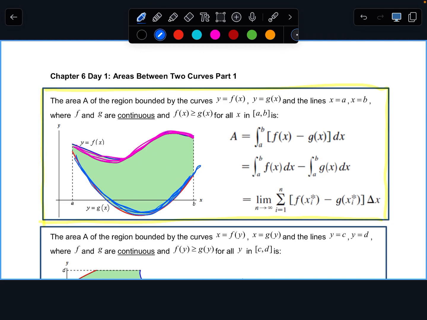Here, I've got the limit definition. It's very imperative that you understand where these are coming from. A lot of these questions are just pure setup questions, and the setup is what's most challenging.